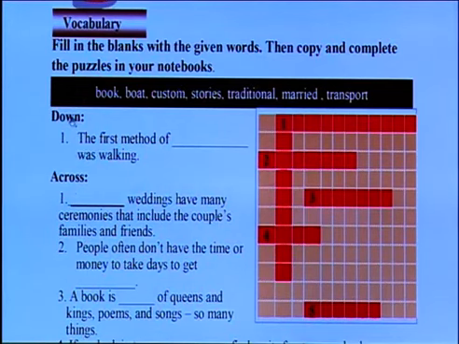The first one is: the first method of ... was walking. What should I put here? Great, excellent. The first method of transport was walking.